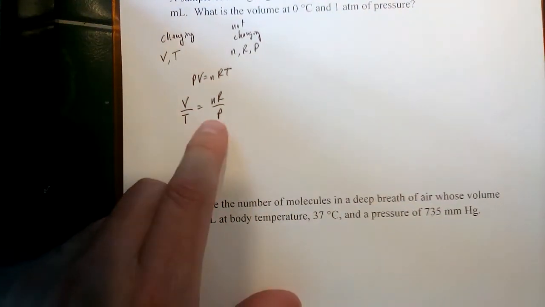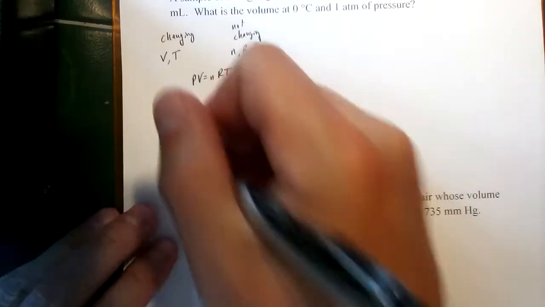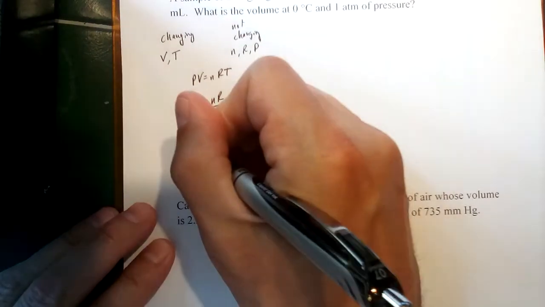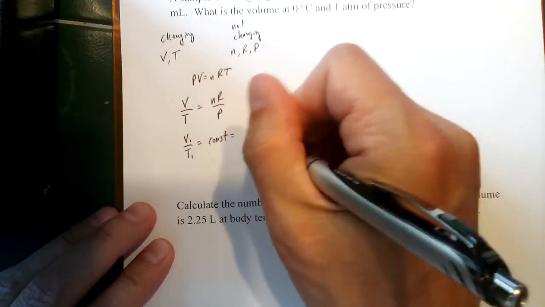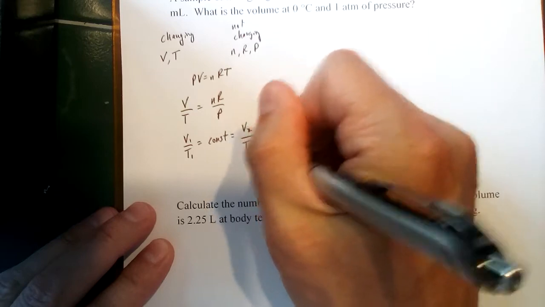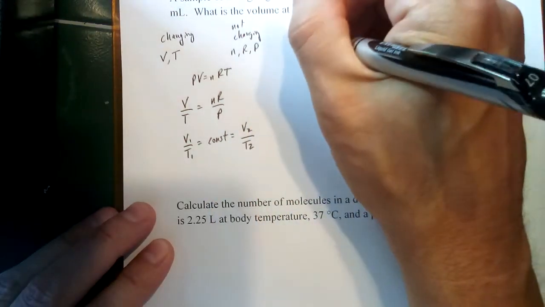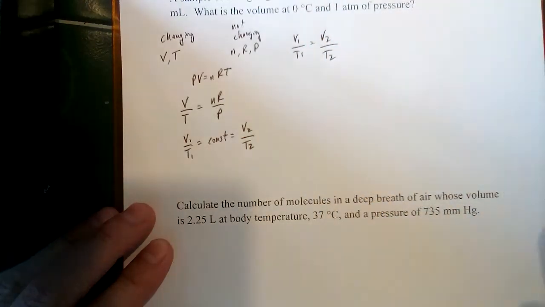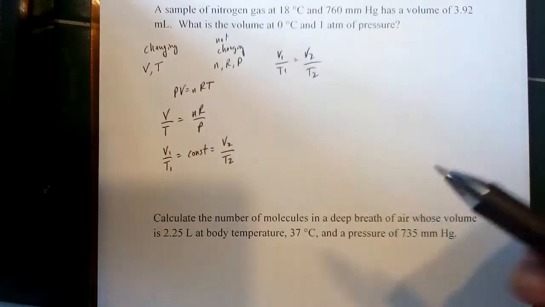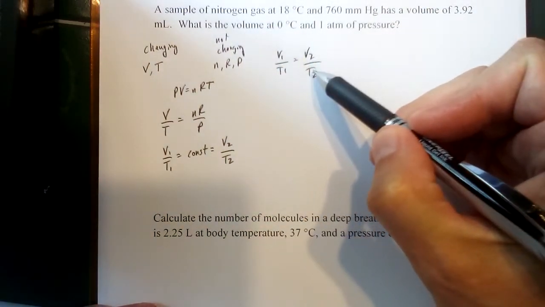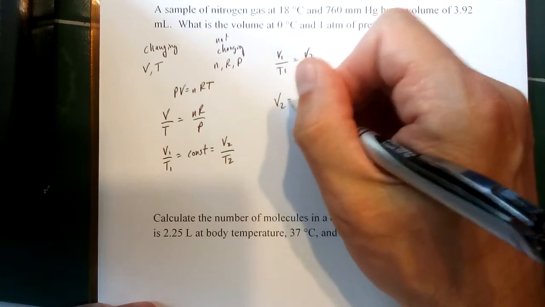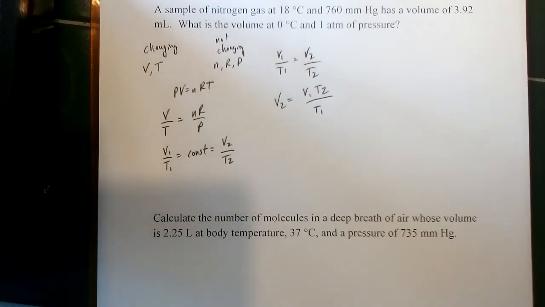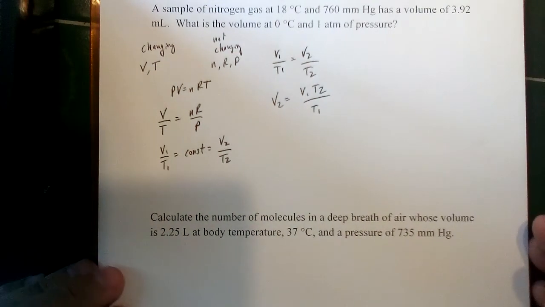Right? And since we said n, R, and P are all the same here, that would mean V over T is equal to a constant. Right? And that would mean V1 over T1 is equal to the same constant as V2 over T2, and that is my equation. V1 over T1 is equal to V2 over T2. Now, again, I'm solving for volume, so V2 is what I want. I could multiply both sides by T2 and end up with V2 is equal to V1 times T2 over T1, and that would get me to solve for V2.